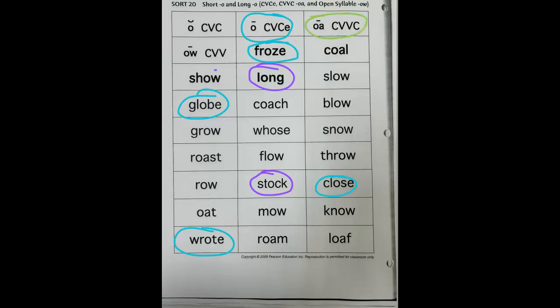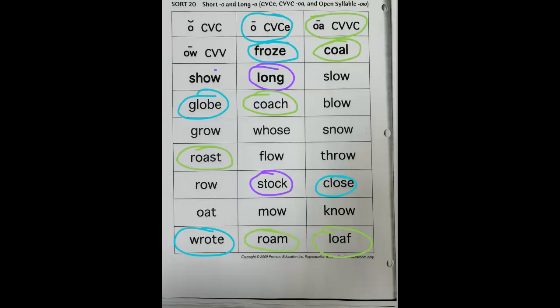We have a consonant, then an OA in the middle, vowel, vowel, and then a consonant. These also make the O sound. For example, coal. May I hear the O, coal. We also have coach. I hear the O, coach. How about roast? I hear the O, roast in there. Come down here, loaf, like a loaf of bread, loaf. I also see roam, roam.